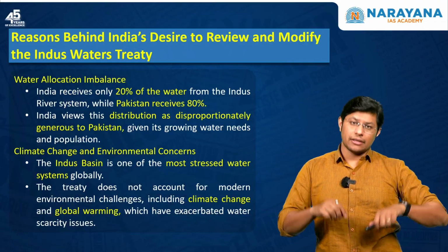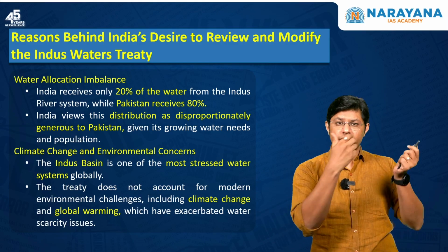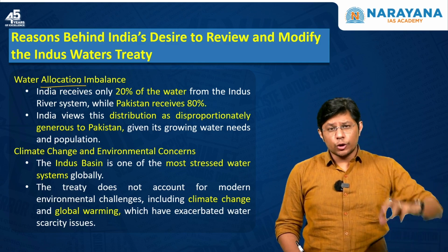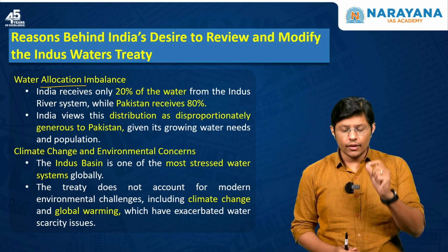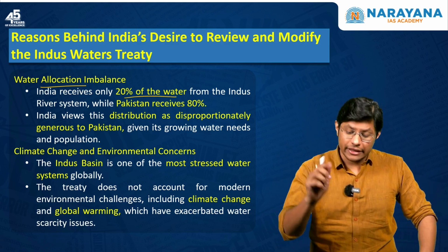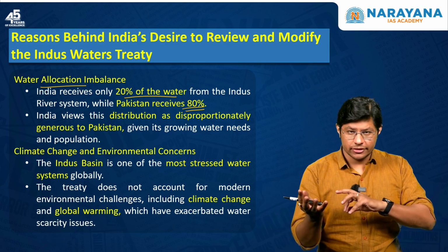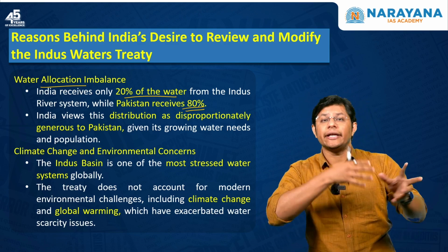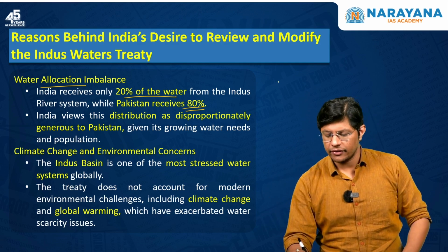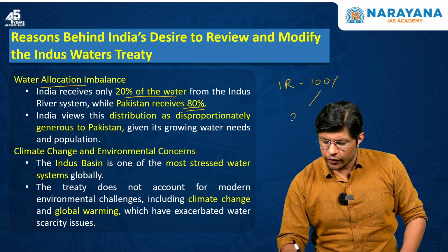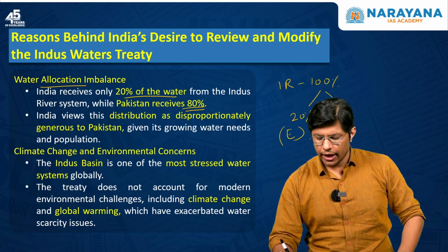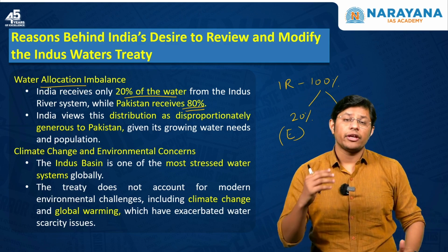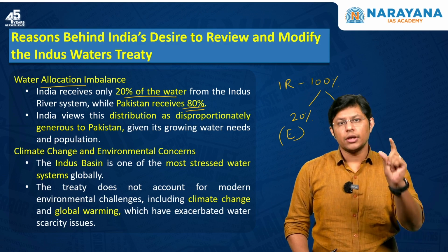Now, the question is, why is it that India wants to renegotiate the treaty? If this treaty is considered largely successful, then why is it that India wants to renegotiate? One, water allocation imbalance. Now, of the total volume of the Indus River, India receives only 20% of water, while Pakistan receives 80%, which means that the eastern rivers, Ravi, Satluj, Beas, these three rivers constitute only 20% of the entire water volume of the Indus water, right? Let's say, for example, if the Indus river is 100%, 20% is the eastern rivers, which India has full control, and 80% the western rivers, Pakistan has full control. India feels that this distribution is actually disproportionate. It is favoring Pakistan more than it is favoring India. So water allocation imbalance is one reason.